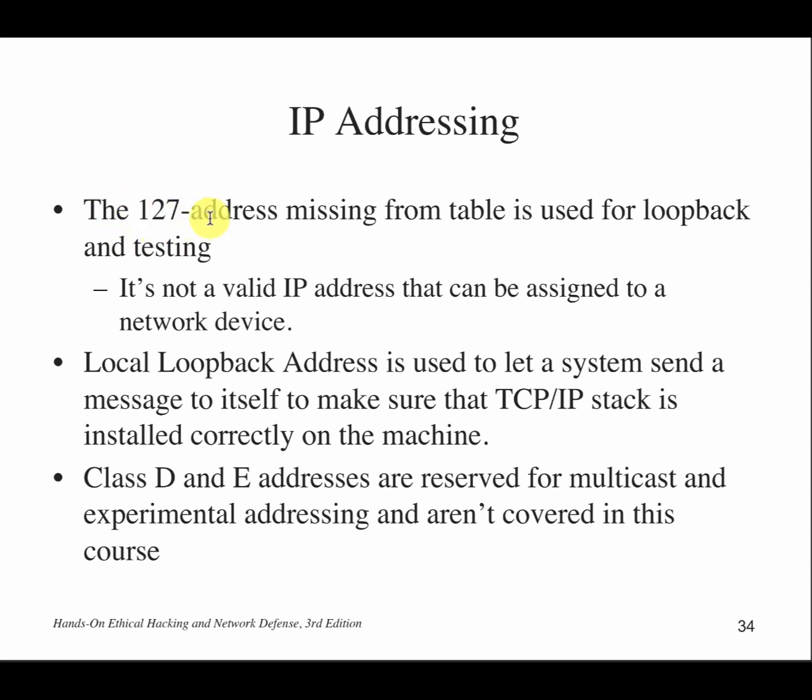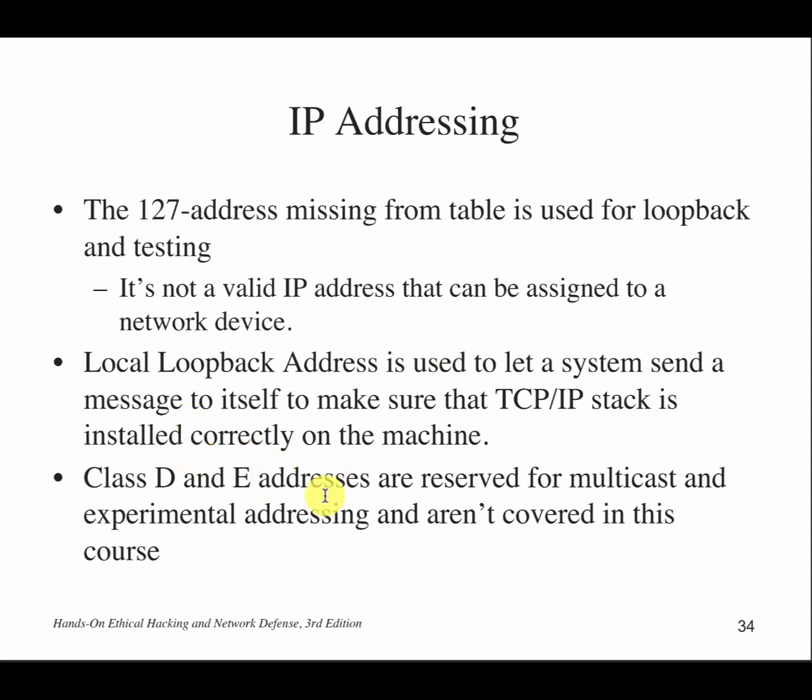The 127 address is missing from the table because it's used for the loopback. We use this one in a special way to handle data. The loopback just allows you to communicate within the same machine. It's not assigned to a network device and it's not a valid host IP address. Local loopback is used to let the system send a message to itself, to make sure that the TCP/IP stack is working correctly on that machine.